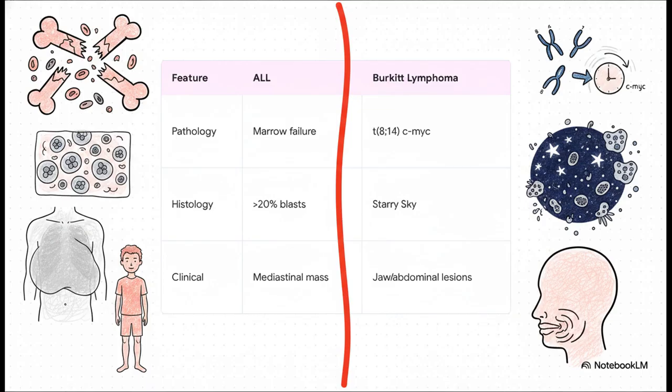This one is driven by a very specific translocation, t(8;14), involving the c-Myc gene. And this thing has an incredibly fast doubling time. On a tissue biopsy, we get that classic starry sky appearance, which is literally just macrophages eating up apoptotic debris. Clinically speaking, the endemic African type usually involves jaw lesions, while the sporadic type we see in the Americas presents with abdominal lesions, which often cause intussusception.